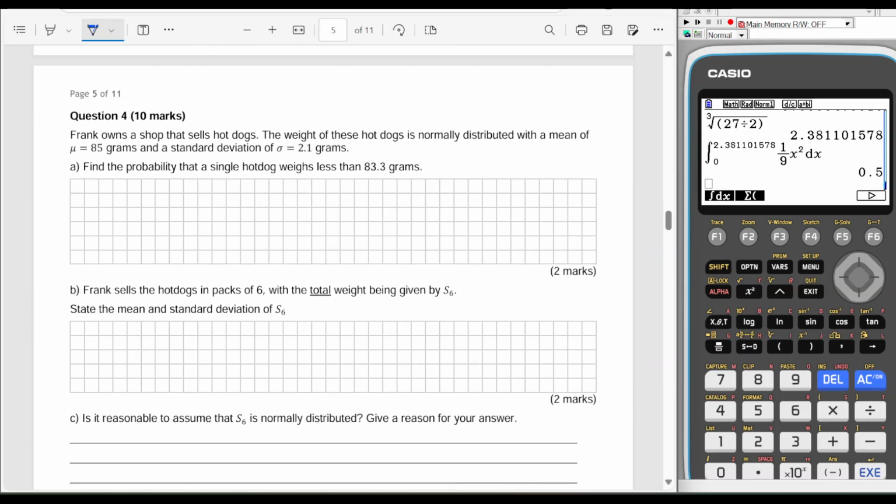Okay, we've got a shop here. They sell hot dogs. Find the probability that a single hot dog is less than 83.3 grams. Let x be the weight of a hot dog in grams. Then we need to go x squiggle n, and then we need to give the mean and standard deviation. So 85 and 2.1. Okay, so that's the notation you absolutely need for normal distributions.